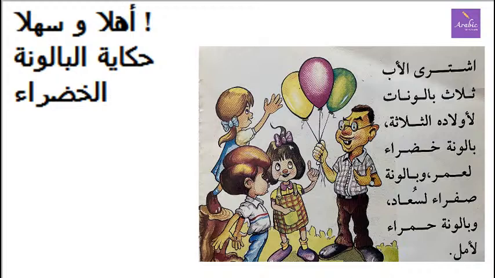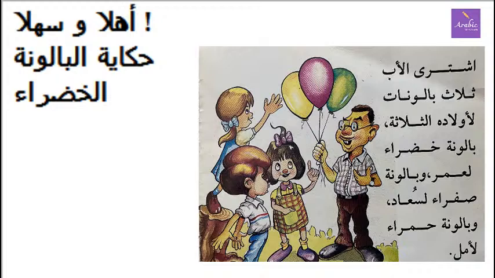So let's start reading now. اشترى الأب ثلاث بالونات لأولاده الثلاثة. So, اشترى, he bought in the past, الأب, the father or the dad, ثلاث بالونات, three balloons, لأولاده الثلاثة. So, the father bought three balloons for his three children. بالونة خضراء, one green balloon, لعمر, for عمر, وبالونة صفراء لسعاد, and a yellow balloon for سعاد, وبالونة حمراء لأمل, and a red balloon for أمل.